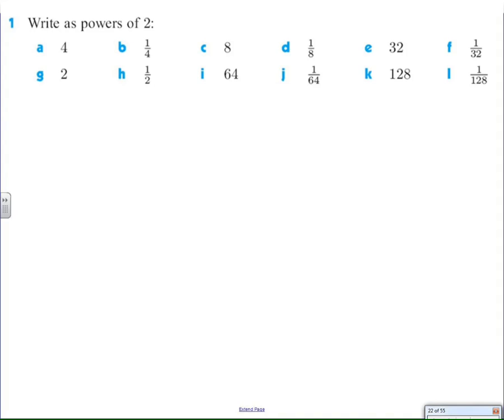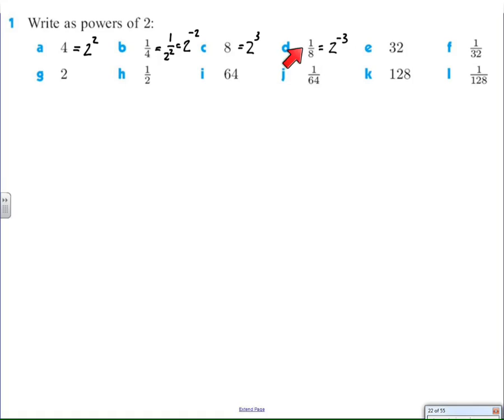To start off with, we have the skills of writing as powers of 2. Basically, every one of these numbers can be expressed as 2 to some power. So obviously 4, for example, is 2 squared. 1 over 4 would be 1 over 2 squared, but that's not a power of 2, that's a power of 1/2. So 1 over 2 squared is the same as 2 to the negative 2 power, which is the same as taking 2 and dividing it twice. 8 is 2 cubed, therefore 1 over 8 would be 2 to the negative 3.